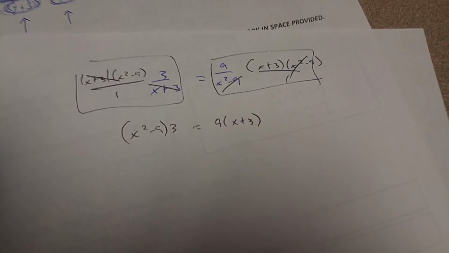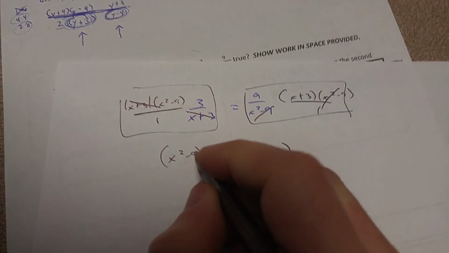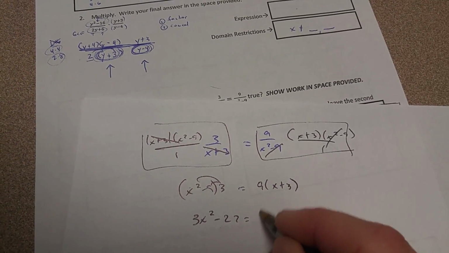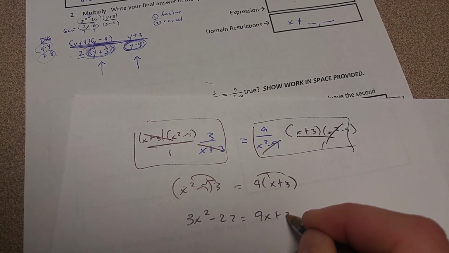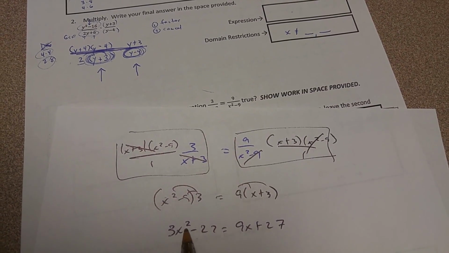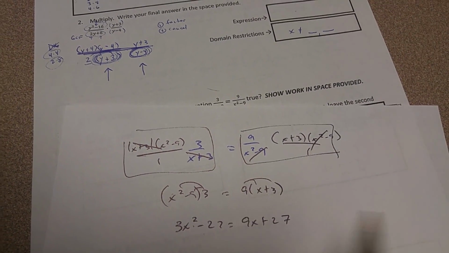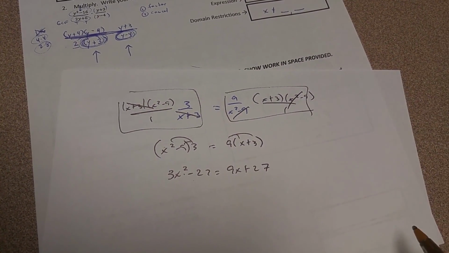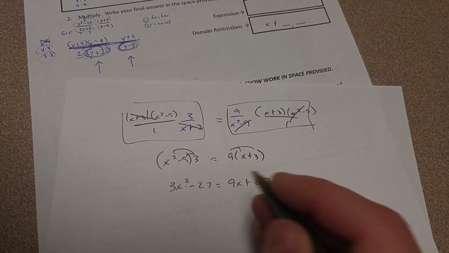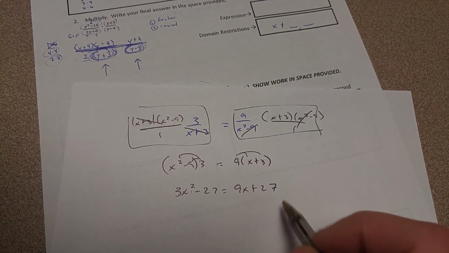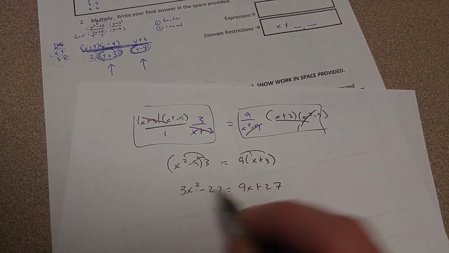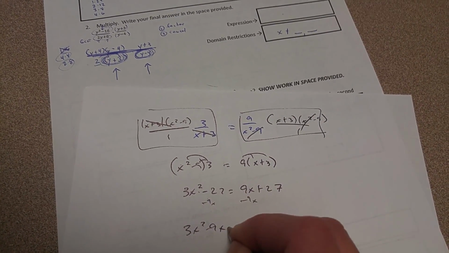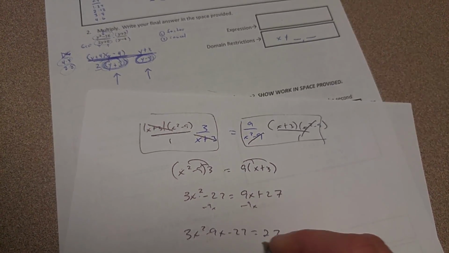Right, so you're not doing anything wrong, but what you've created is a much more difficult equation to solve. Because you created a quadratic. And to solve quadratics, we have to get it equal to 0, and then we're going to either factor or use the quadratic formula. So if I want to get this equal to 0, I'm going to move all of these terms to the left-hand side to be over here. So I'm going to subtract 9x, 3x squared minus 9x minus 27 equals 27.